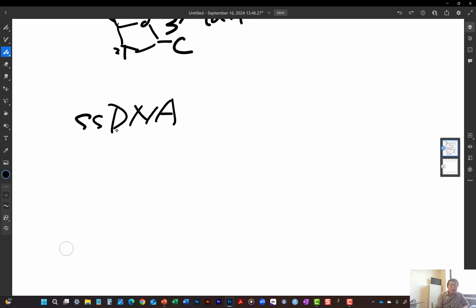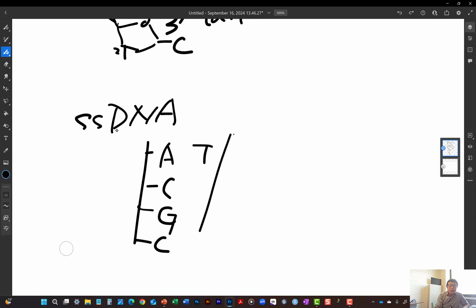And ssDNA can potentially bind with another DNA strand, and when these two strands bind to each other, the other strand will exactly match, or we call it complementary to, the previous strand. This is called double-stranded DNA, or dsDNA.